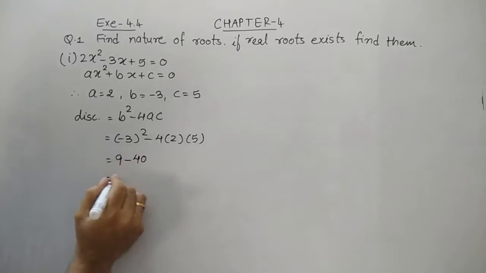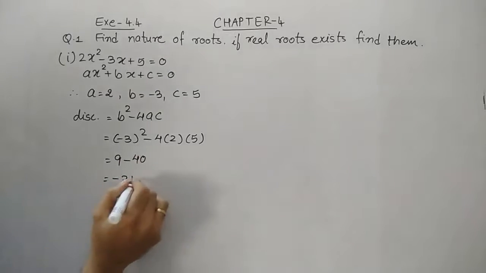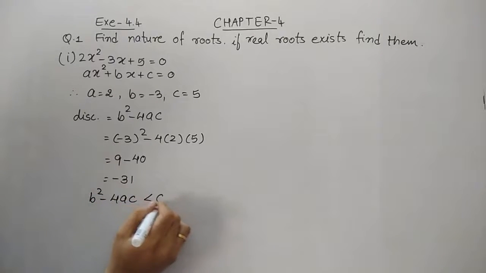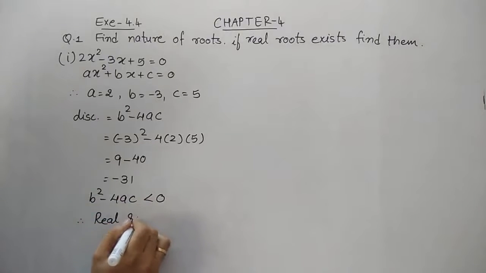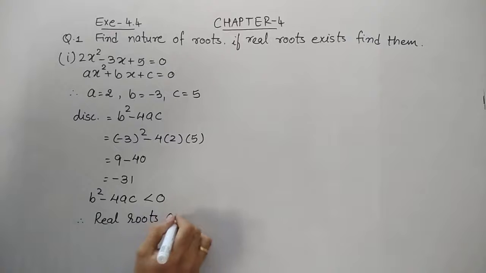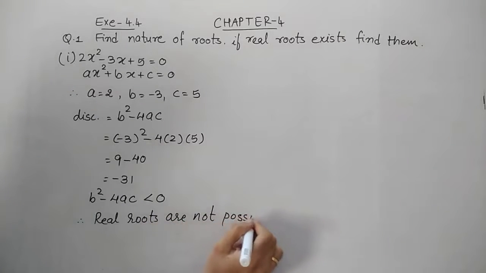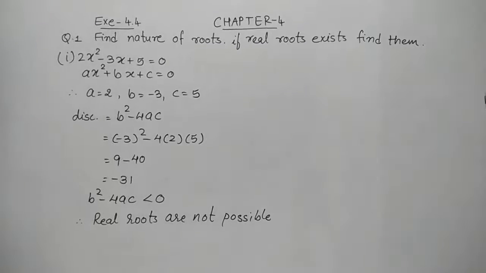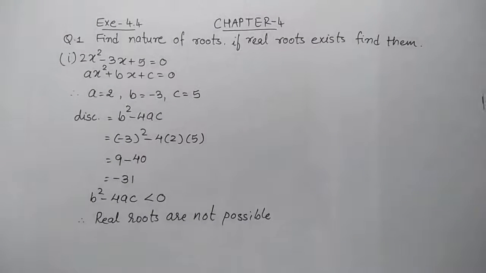So here we can say that the value which we get is negative. So we can say that b square minus 4ac is less than 0. So we can say that the real roots do not exist. The real roots are not possible. As in the question it is mentioned that we have to find the nature, and if the real roots exist, then only we have to find them. In this question the real roots do not exist, so that won't be possible.